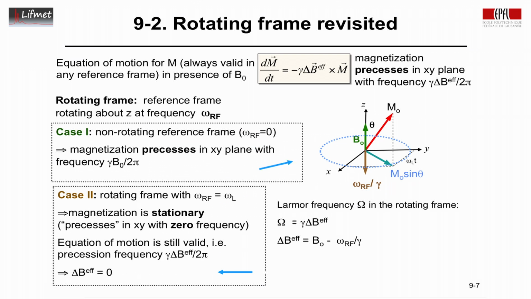But this holds true for any omega RF, for any angular velocity of a rotating reference frame, and we can calculate the delta B effective.